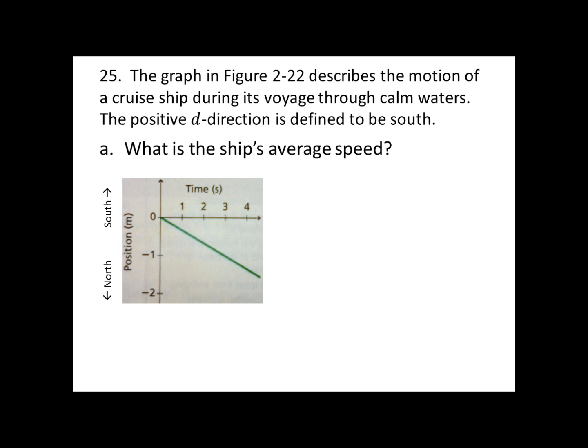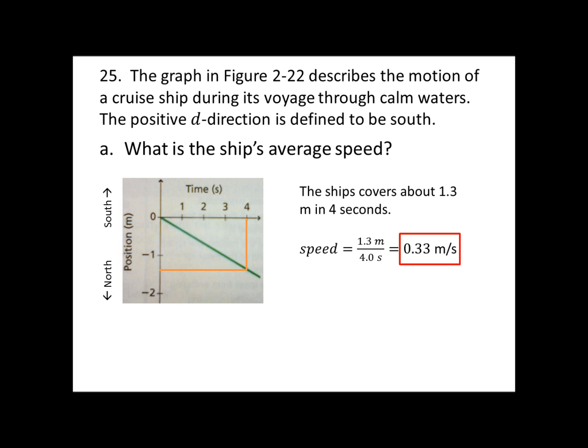Now we're going to have to do some estimating here because there aren't any grid lines on our graph. So I'll help out by drawing a vertical and a horizontal line. We see that the ship covers about 1.3 meters in 4 seconds. So we can use that to make a calculation for speed. We'll just say that speed is equal to 1.3 meters divided by those 4 seconds. And we get an answer of 0.33 meters per second.